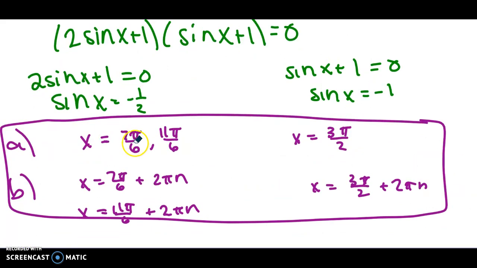Please stay. Okay, 7 pi 6, I'm going to go a full revolution around, so that's plus 2 pi n. Same thing with 11 pi 6, and same thing with 3 pi halves.